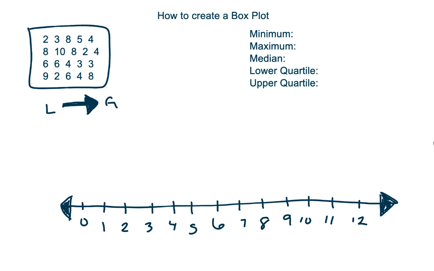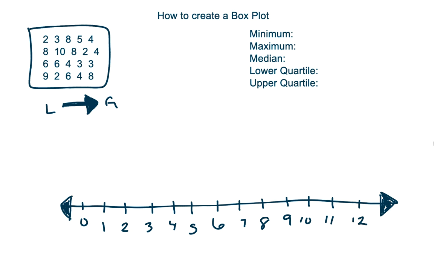We're going to walk through what are the 5 numbers that you need to be able to create a box plot. So let's say these are the numbers that I've been given. It's 2, 3, 8, 5, 4, 8, 10, 8, 2, 4, 6, 6, 4, 3, 3, 9, 2, 6, 4, and 8. This could be how many times someone did something, whatever. I'm not sure. I haven't given you what the numbers represent, just a set of data for us to work with.